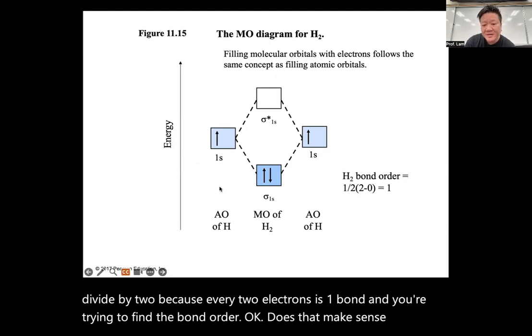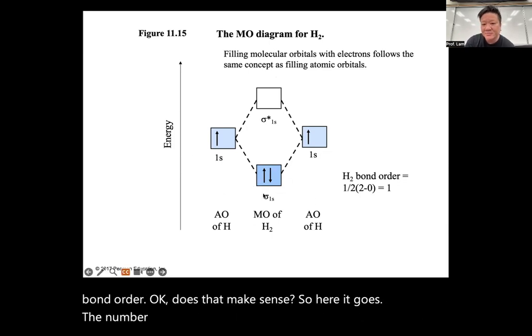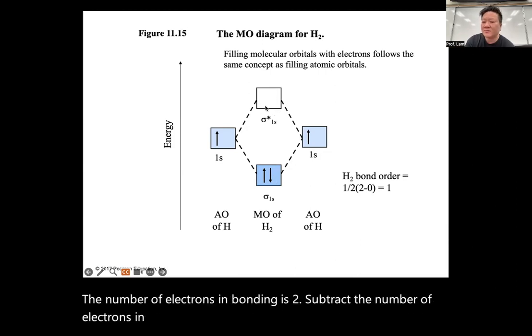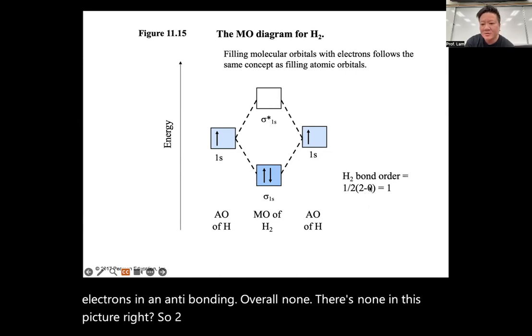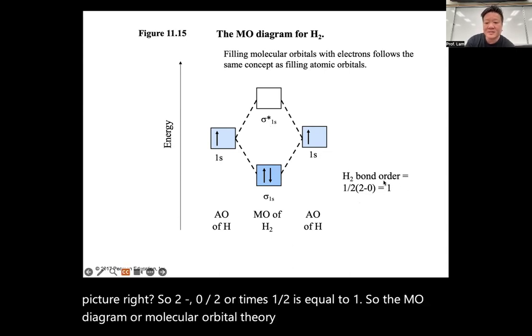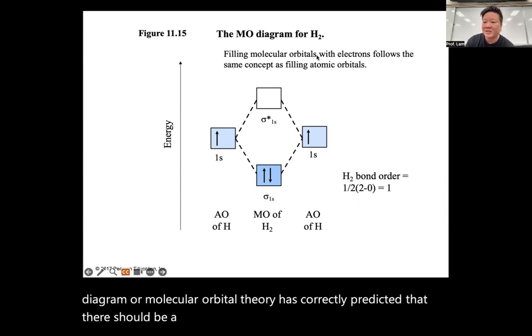So here it goes. The number of electrons in bonding is 2, right? Subtract the number of electrons in an anti-bonding orbital, none. There's none in this picture, right? So 2 minus 0, divide by 2. 2 times 1/2 is equal to 1. So the MO diagram, or molecular orbital theory, has correctly predicted that there should be a single bond in H2.